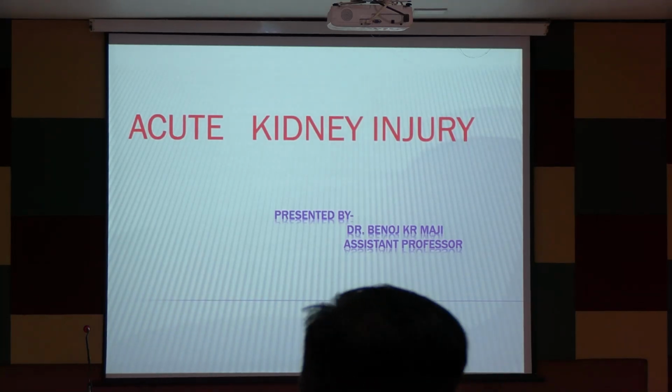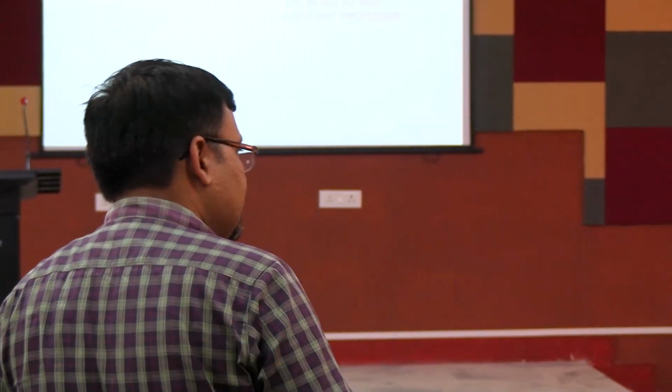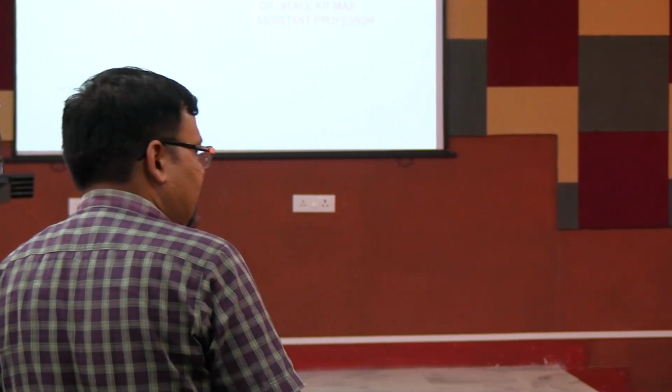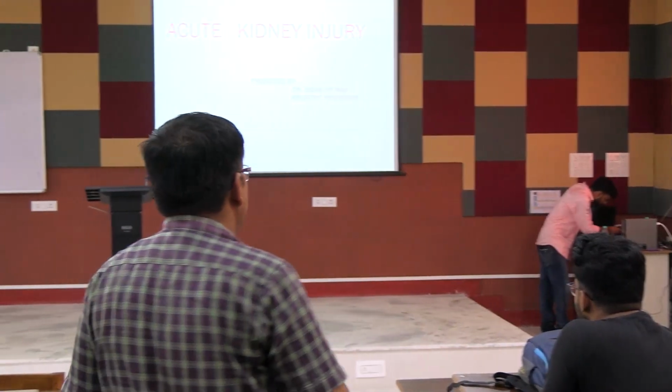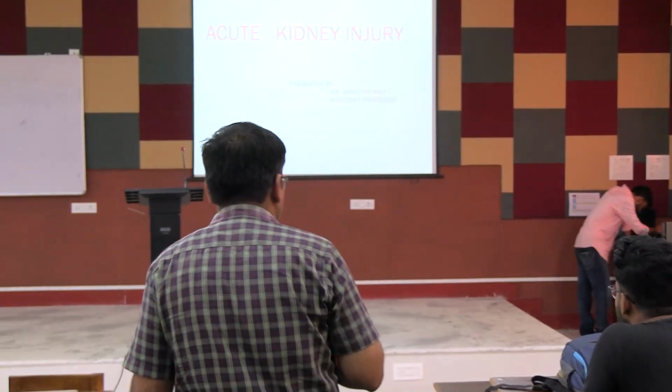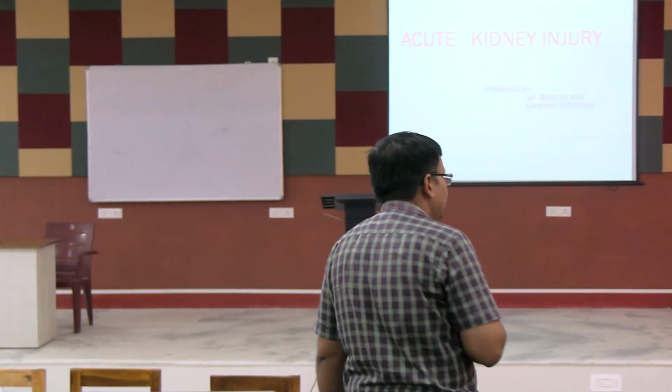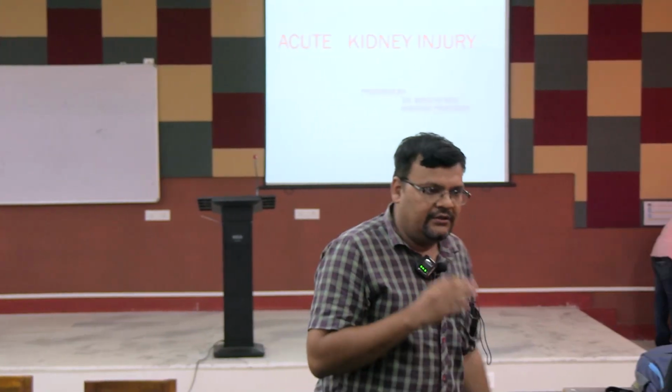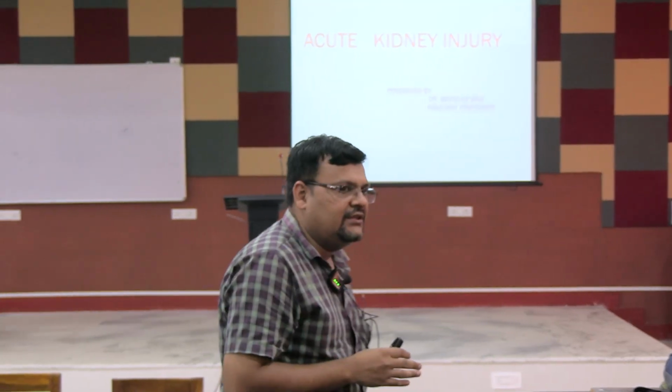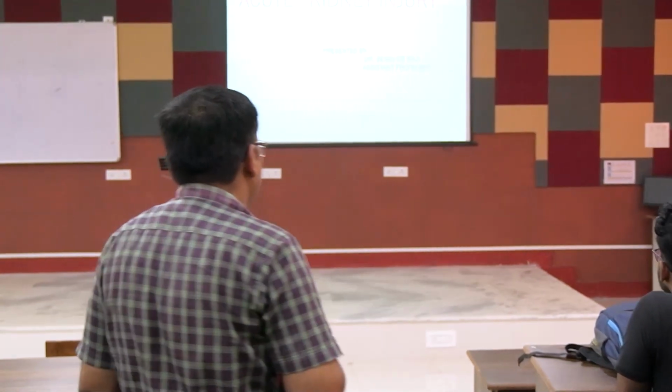So, what is the difference between acute kidney failure and acute kidney injury? Previously, it was called acute renal failure. Now, it is called acute kidney injury. Why? Because renal failure means the failure of the system, but acute kidney injury is a short-term disease, and we can reverse it by intervening with proper medication at the proper time. That is most important to reverse acute kidney injury.